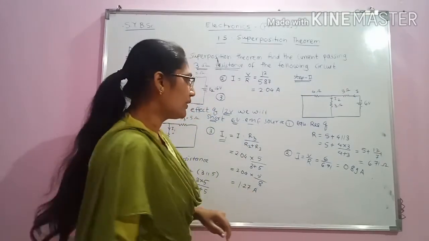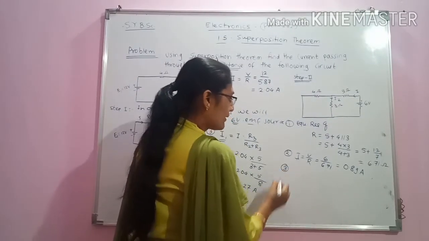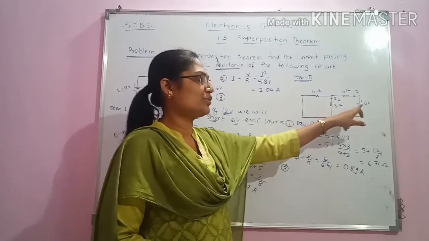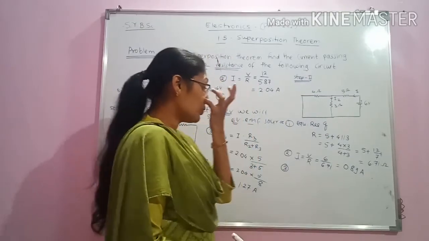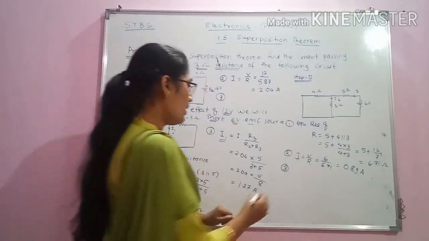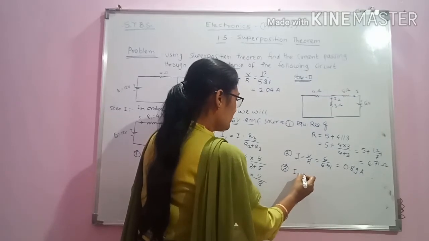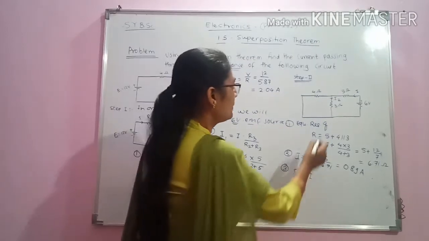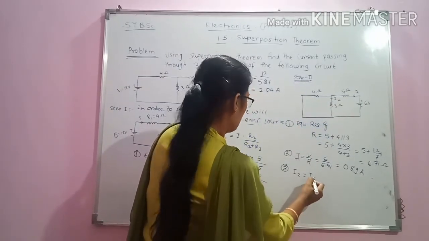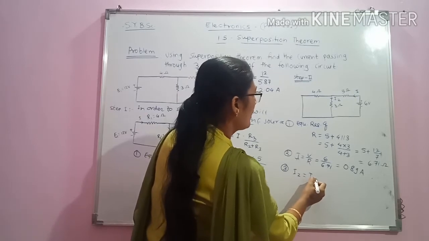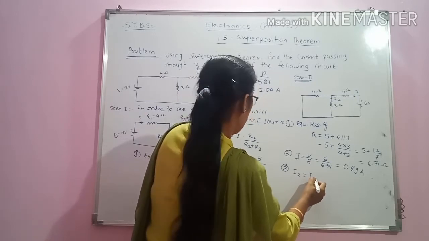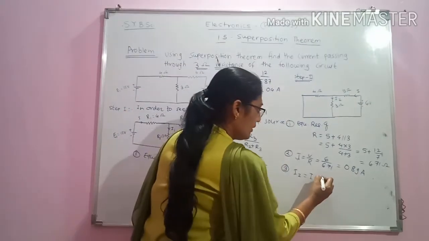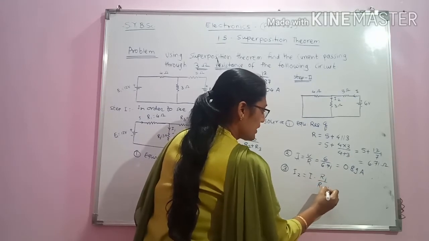Now the last point related to the 6 volt battery is calculating the amount of current flowing through the resistance due to this 6 volt battery. In order to calculate it, we have to write the formula. I2 is equal to I into R1 divided by R1 plus R2.